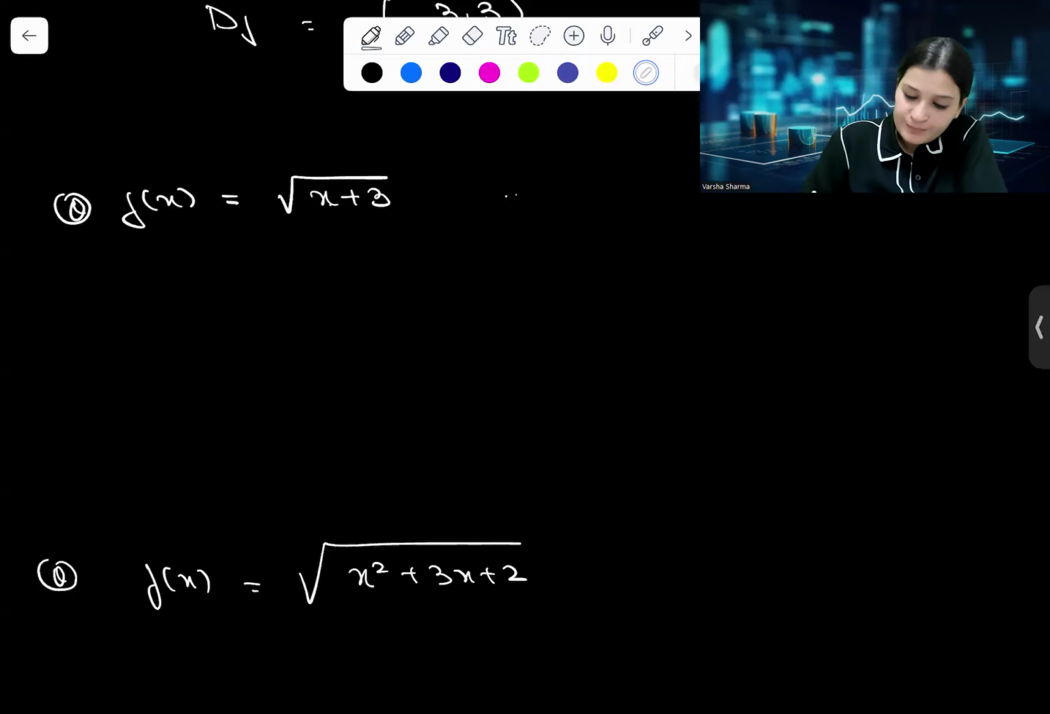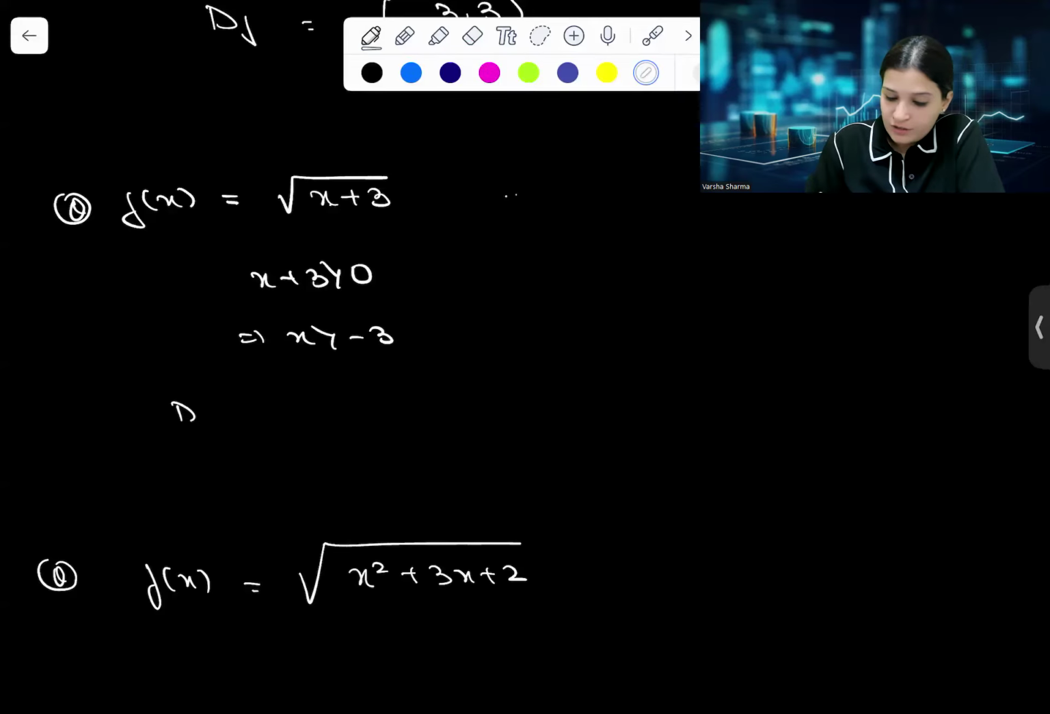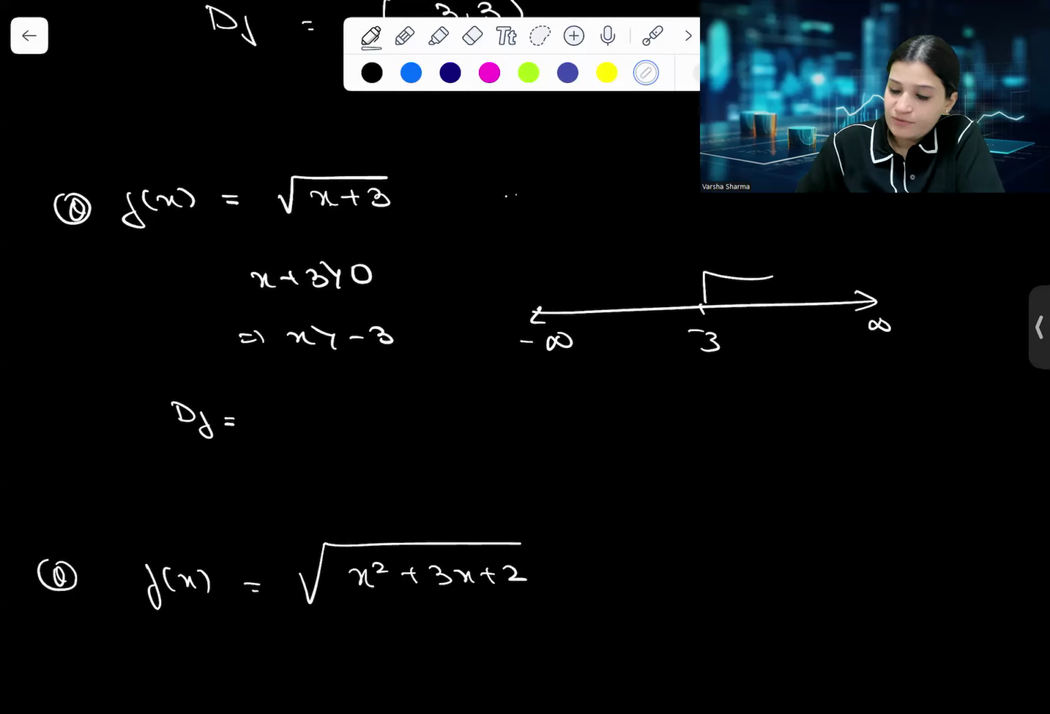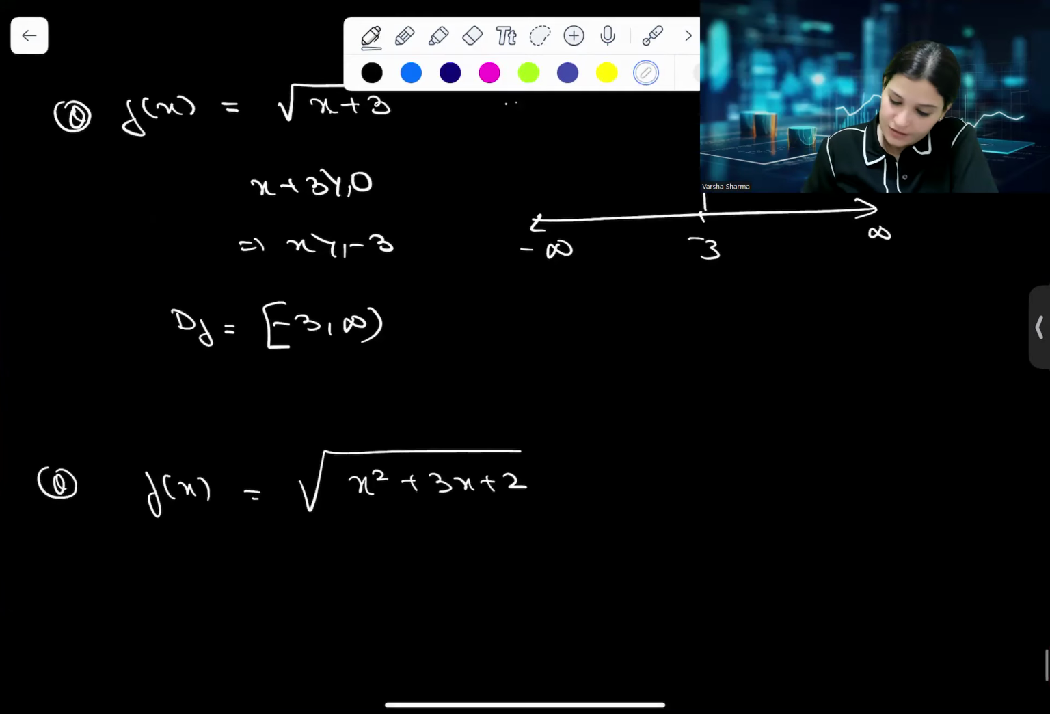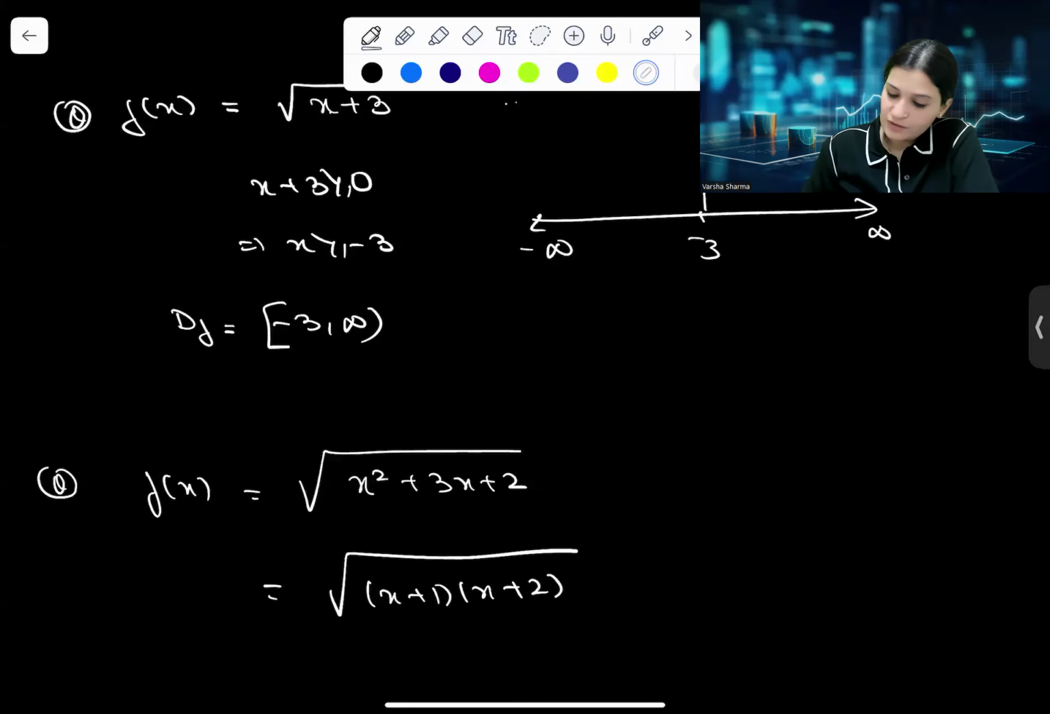First one, what should we do? x plus 3 greater than or equal to 0. x would be greater than or equal to minus 3. So the domain will be from minus 3 to infinity. Square at minus 3, round at infinity. I can take minus 3 because I'm going to get root 0. Here, it will be root over (x plus 1)(x plus 2).